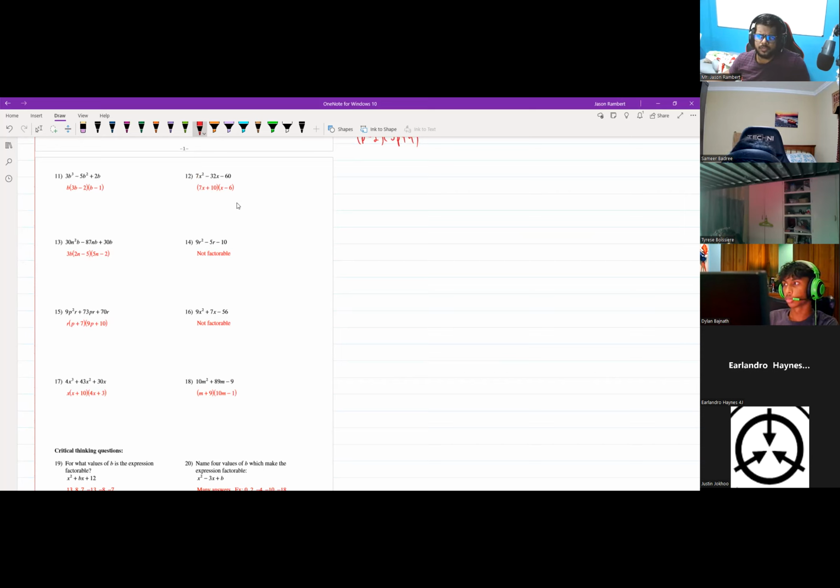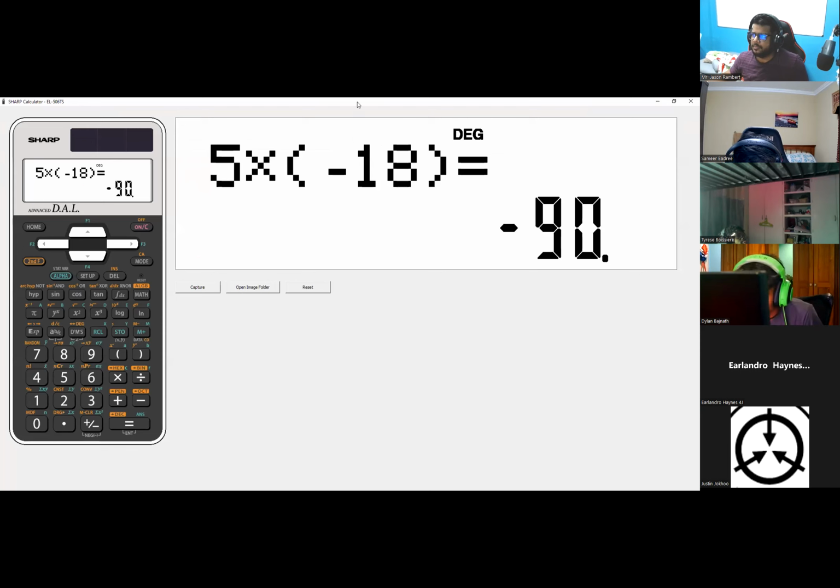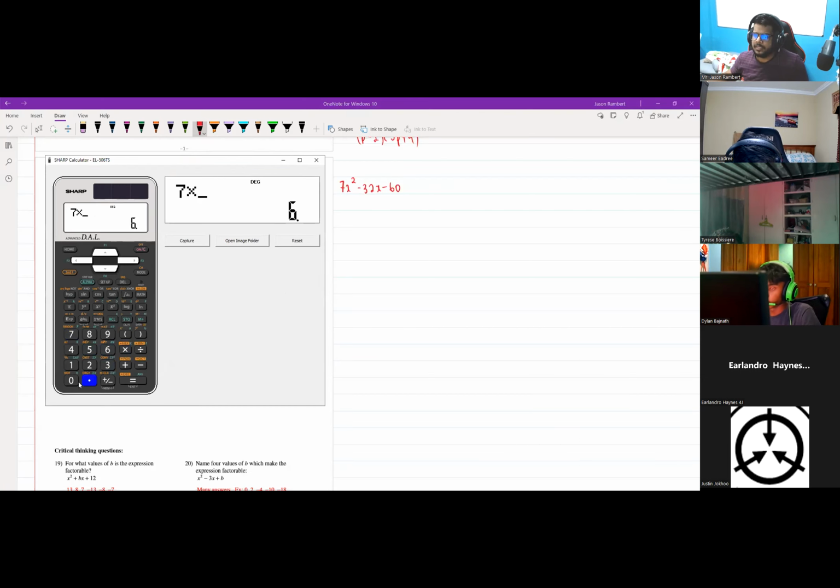Number 12 is a straightforward factorization. Did you all get this for number 12? 7x plus 10 into x minus 6. For me, no, sir. All right, we work it out. 7x squared minus 32x minus 60. I'll just multiply the numbers one time, right? We have 7 by 60, minus 420, right?